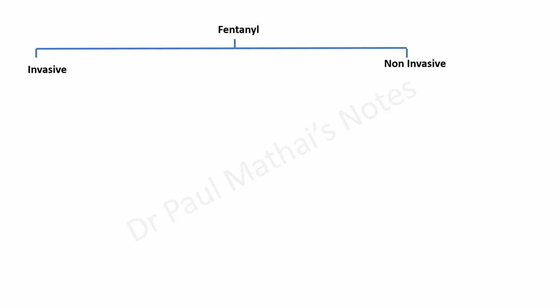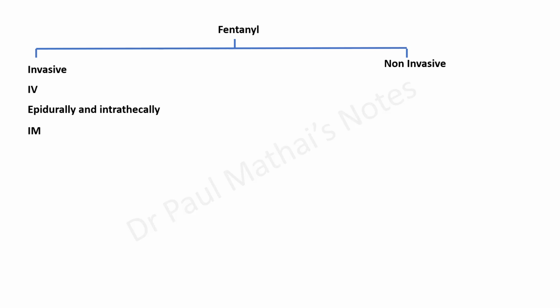So, to summarize, fentanyl can be given by multiple invasive and non-invasive routes. The invasive routes include the intravenous route and epidural and intrathecal routes. When fentanyl is administered by these routes, it is extremely popular in the management of intraoperative pain. It is also less commonly administered by the intramuscular route.